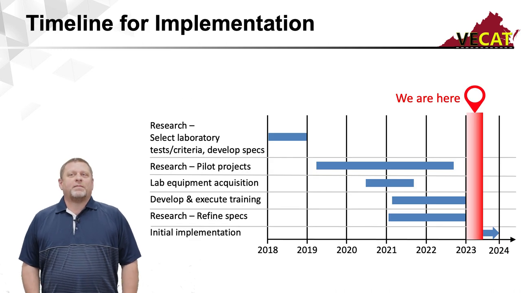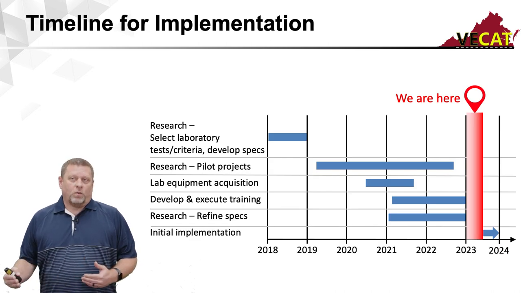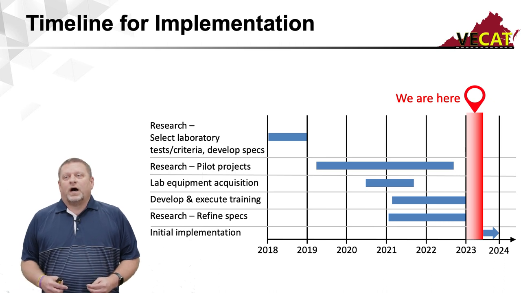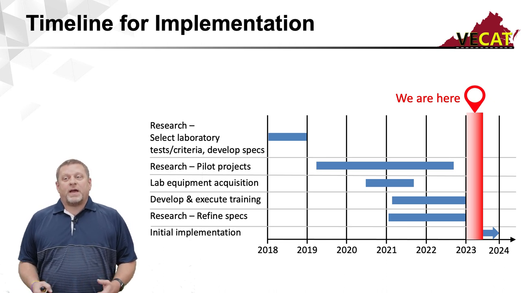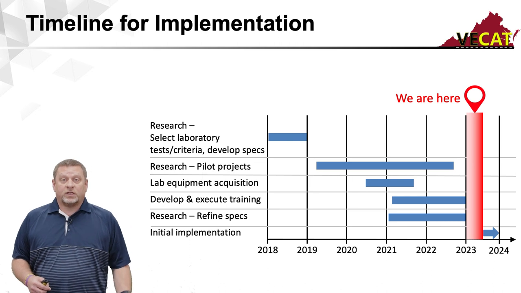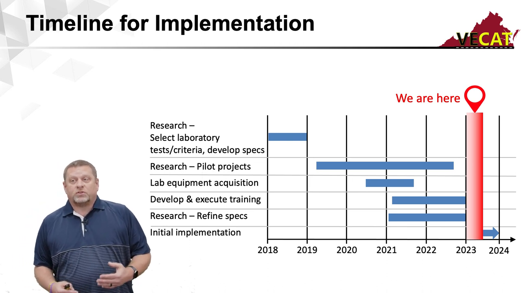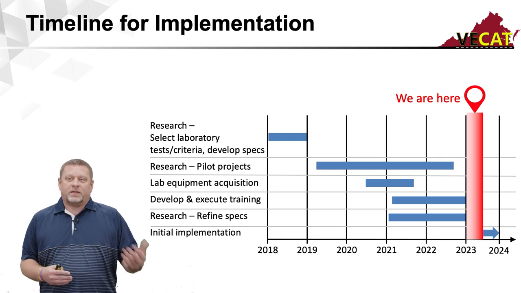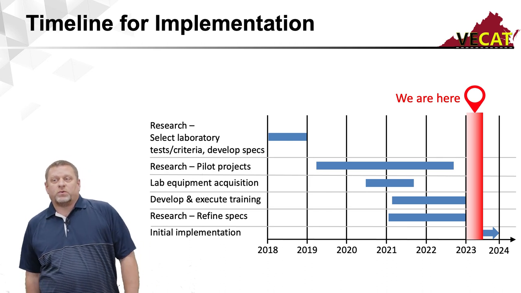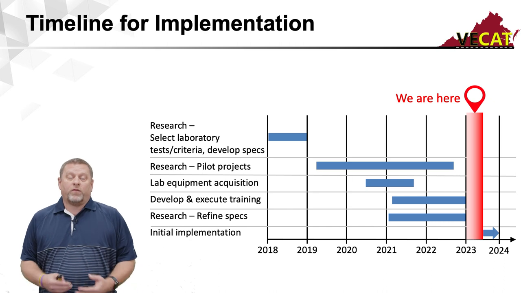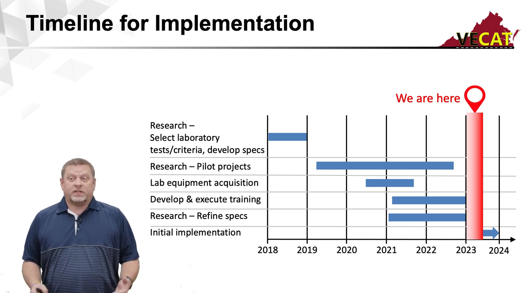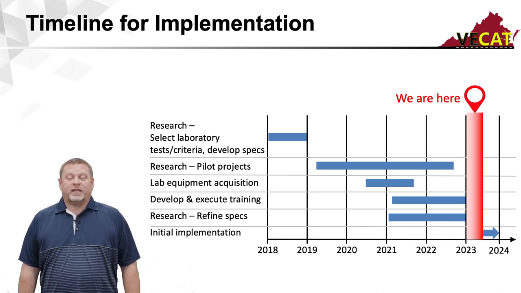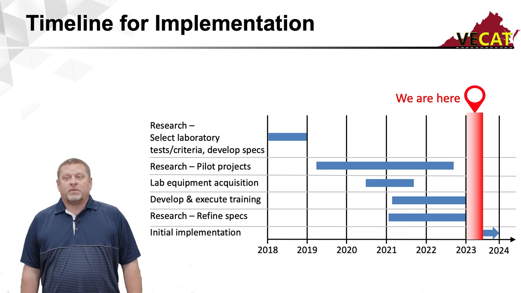A little bit about the timeline that we've already experienced going forward in Virginia. We started looking at BMD back in 2018, doing a lot of research. Around 2019, 2020, a lot of equipment began to be purchased. By the end of 2021, VDOT had acquired all their equipment, and most of industry has also acquired the equipment needed to be able to do BMD.